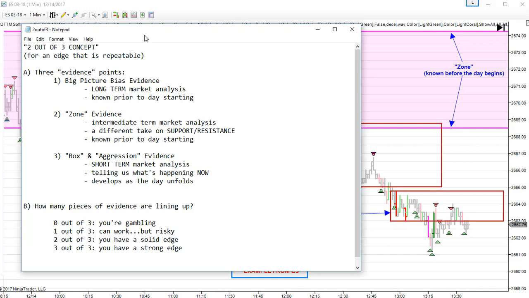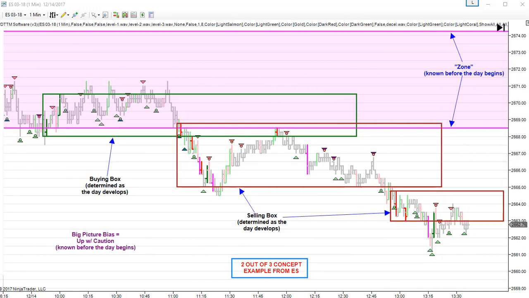Okay? So if we look at that from today's example, what we've got is a situation where going into the day, we know that our big picture bias is up with caution. Okay, that's basically bullish. We know that all things equal on the big picture, we would rather go long if we can. We're willing to trade against that big picture, okay, but we're going to need a little bit more evidence on the day or on the zone level to be able to go against the big picture bias. Now, heading into the day as well, our zone evidence here, and that's known before the day.